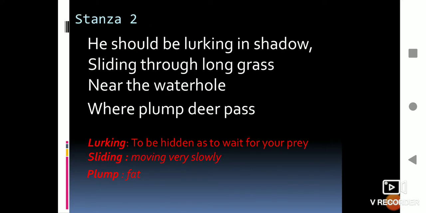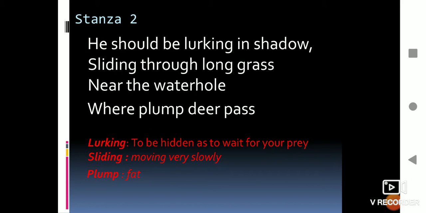Now let's move to the second stanza. He should be lurking in shadow, sliding through long grass, near the water hole where plump deer pass. Now the first stanza was telling that the tiger was in the zoo. Here in the second stanza he's recalling that he should be in the open, in the open forest. He should be lurking in shadow. What do you mean by lurking? Lurking means to be hidden, to wait for your prey.